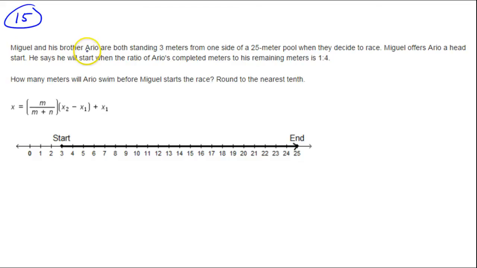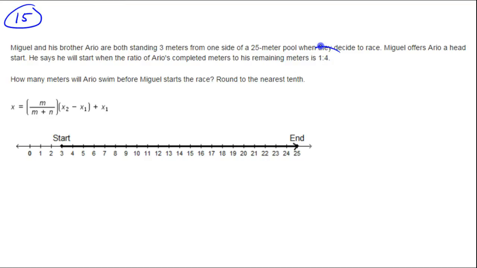Anyway, Miguel and his brother Ario are both standing 3 meters from one side of the 25-meter pool. I guess this is the side of the pool right here, but I don't think that matters. When they decide to race, they both are standing here. Miguel offers Ario a head start. He says he will start when the ratio of Ario's completed meters to his remaining meters is 1 to 4.